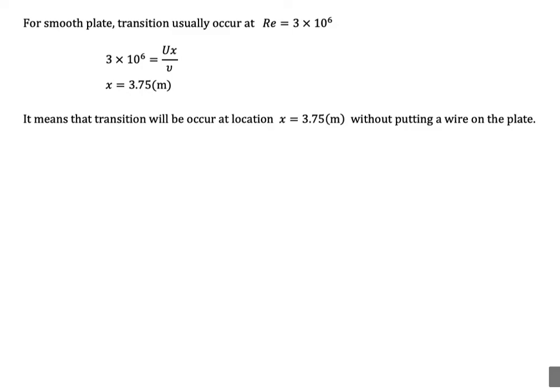For a smooth plate, transition usually occurs at Reynolds number 3 times 10 to the power of 6. So if we don't put any wire and we assume the transition occurs at 3 times 10 to the power of 6, that means the transition will occur at 3.75 meters. So it is an advantage, because we could create a turbulent flow earlier compared to if we don't put any wire on the flat surface.